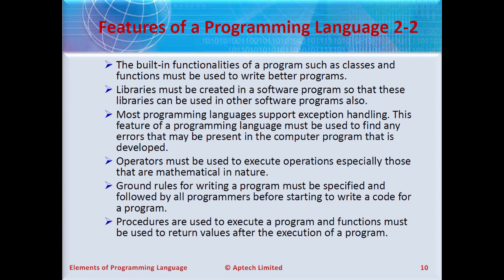Most programming languages support exception handling, and this feature of a programming language must be used to find any errors that may be present in the computer program which is being developed. An exception is an occurrence that happens during your program execution, and it can either be caused by some erroneous data or some unpredicted or unforeseen event happening. Like, let's say the user could enter some erroneous data. Your program should handle that, and that is where we have the exception handling mechanism. This is what makes your program flexible, or it provides robustness in your program.